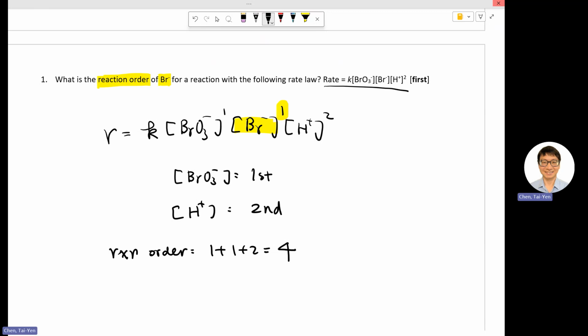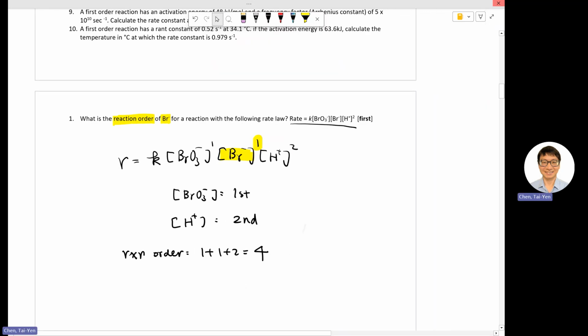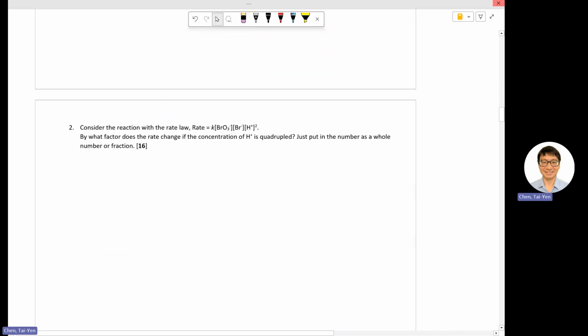Okay, so this example is actually testing you. Do you know the difference between the reaction order and the order of an individual reactant? Make sense? Everybody know how to solve this? Okay. So let's move on to the first questions.